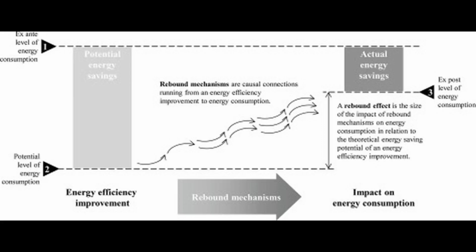2. Rebound effect. The rebound effect, a key component of the Jevons paradox, demonstrates that consumers often increase their usage of a resource when it becomes cheaper due to improved efficiency.